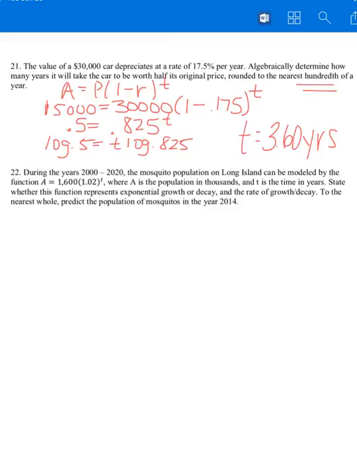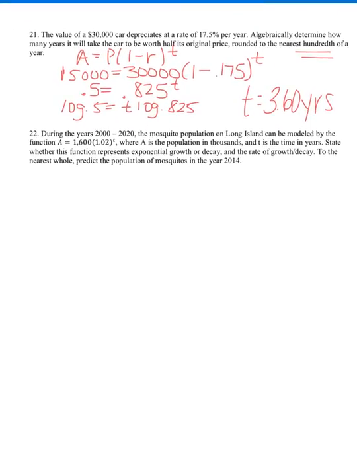Okay, and then final question. During the years 2000 to 2020, the mosquito population is given. A is the population in thousands, t is time in years. So first it wants me to state whether this is exponential growth or decay. So this is going to be exponential growth because the base here, this 1.02 number, is larger than 1. If the base is larger than 1, then that is exponential growth.